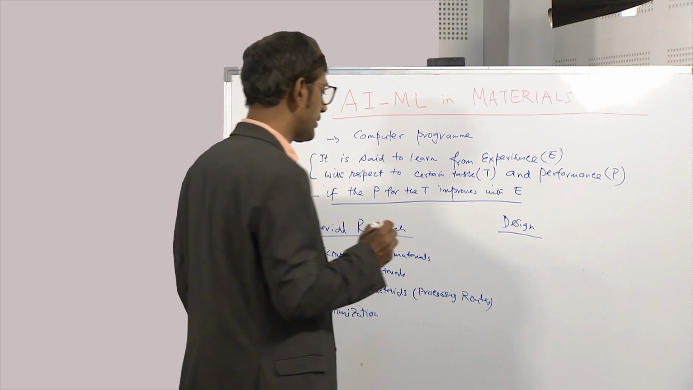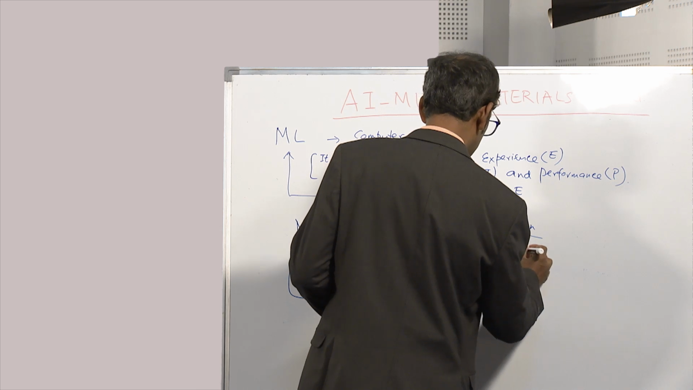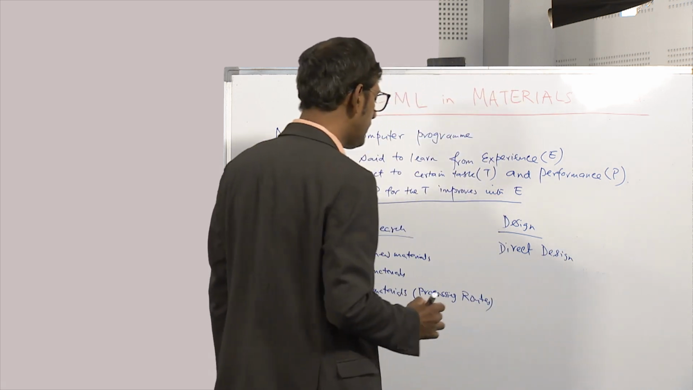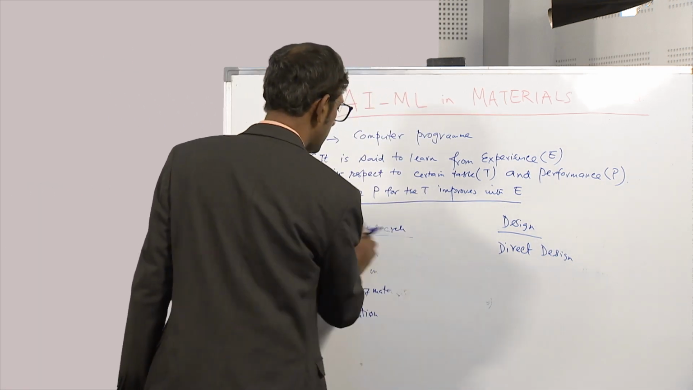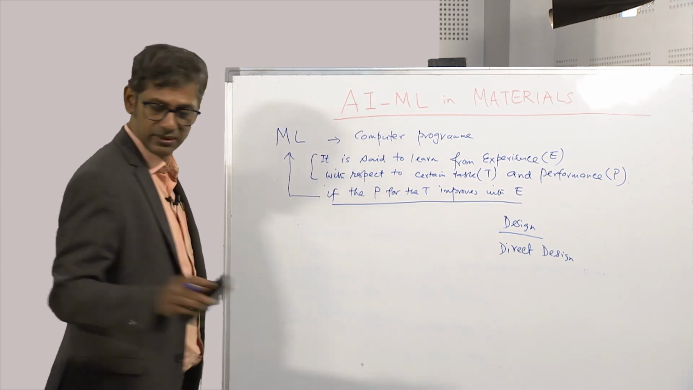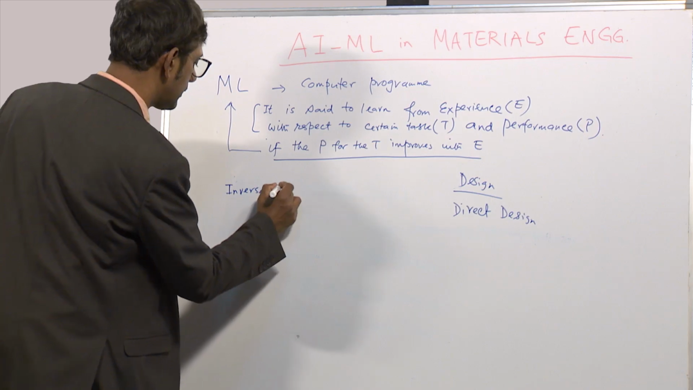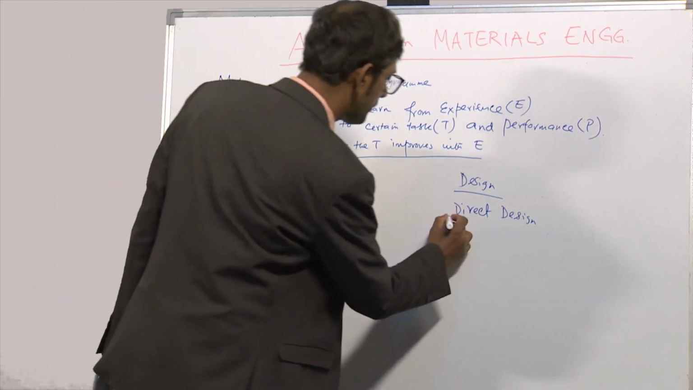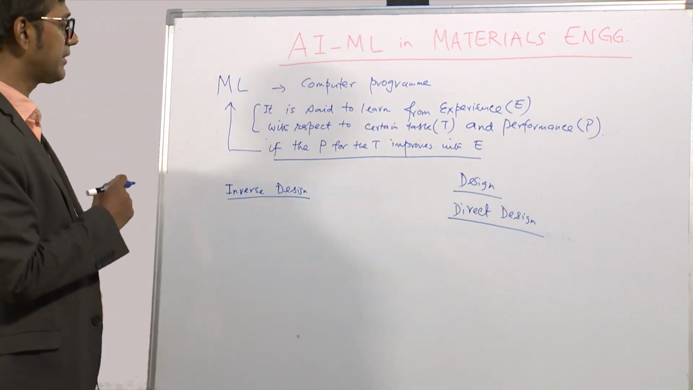Well, there are two design approaches. One is called the direct design approach, the other one is called the inverse design approach. Okay. So, let me just remove this so that we have more space. So, direct design and inverse design, right. First we will talk about direct design, then we will come back to this side and talk about inverse design. So, in terms of this task, performance, experience, we talk about direct design and inverse design.